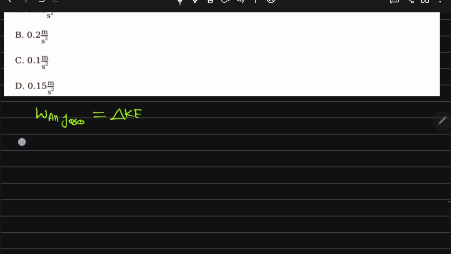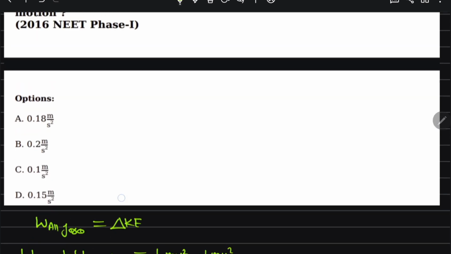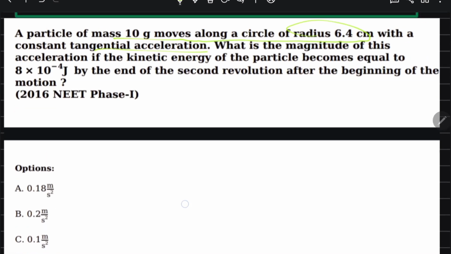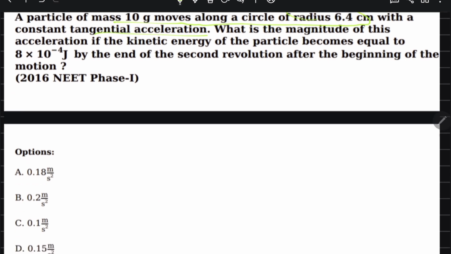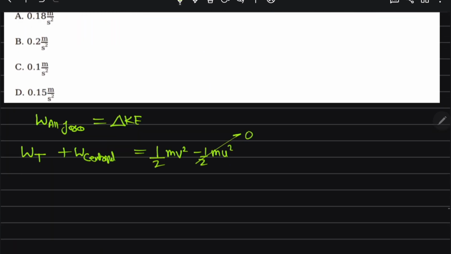So work done by tangential force plus work done by centripetal force is equal to change in kinetic energy, final kinetic energy minus initial kinetic energy. A particle moves along a circle with constant tangential acceleration. Beginning of the motion means it started, so the initial speed is 0.